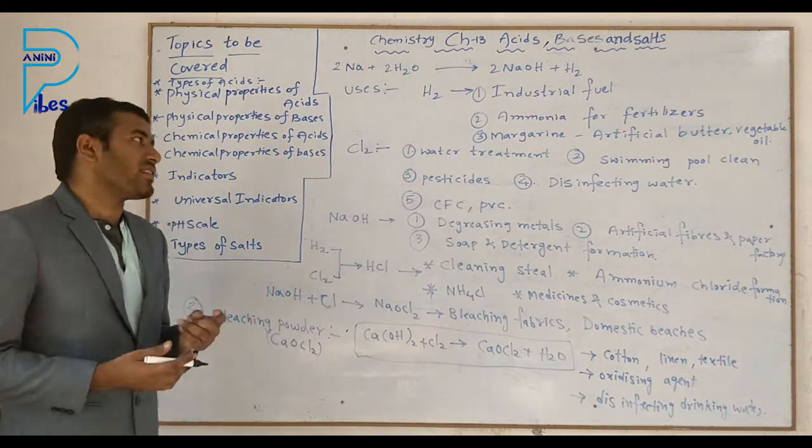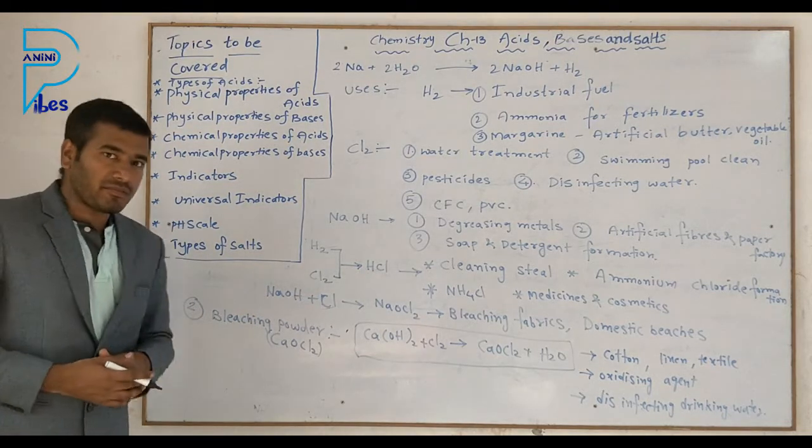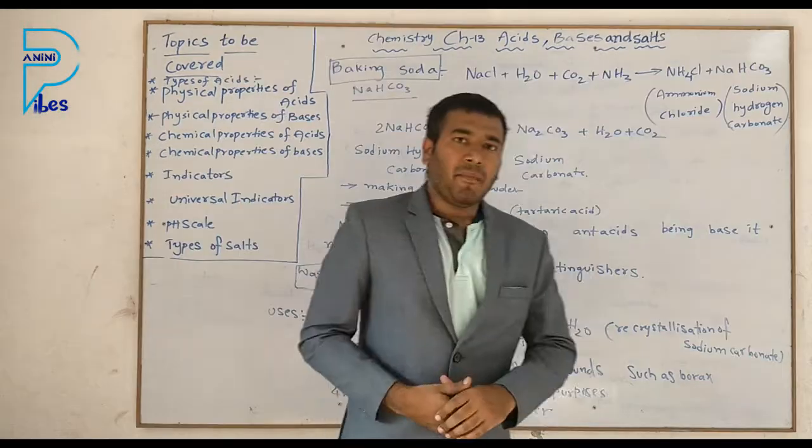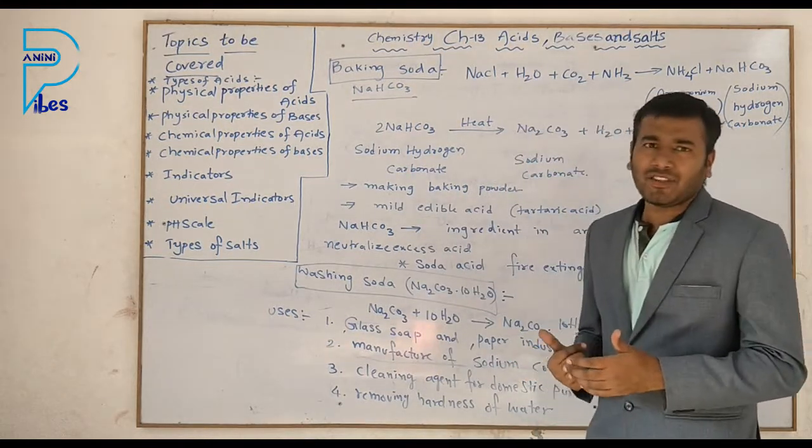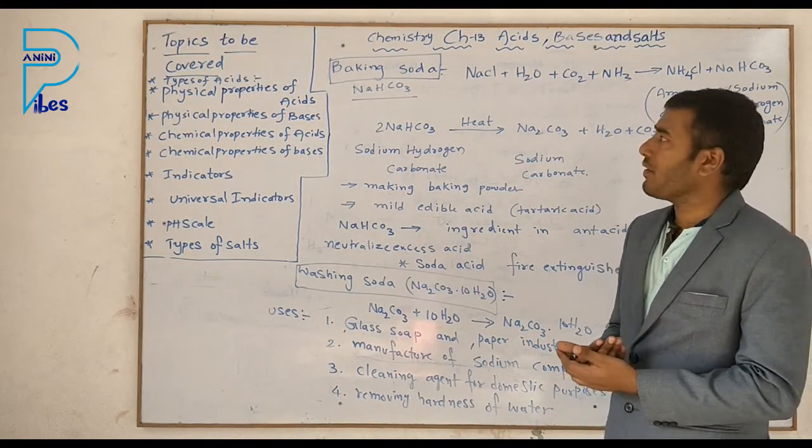Now the last and final ones are bleaching powder, washing soda and baking soda. And baking soda is one type of salt.